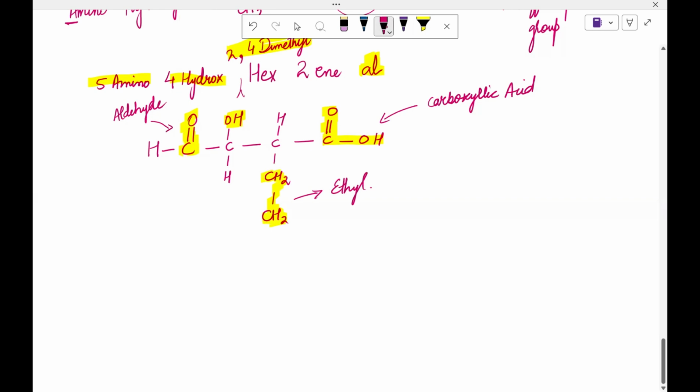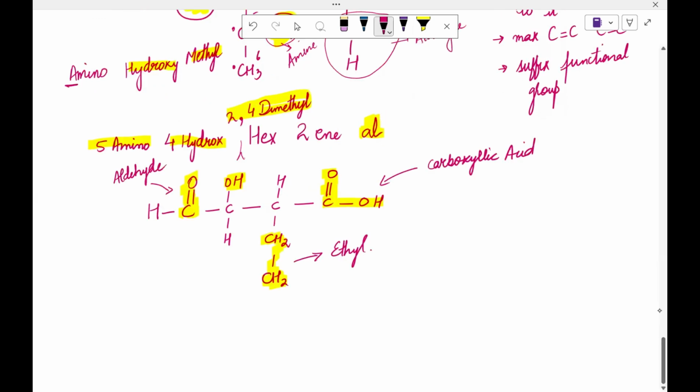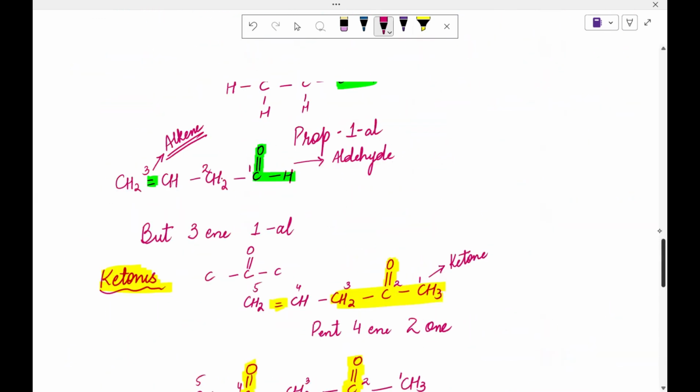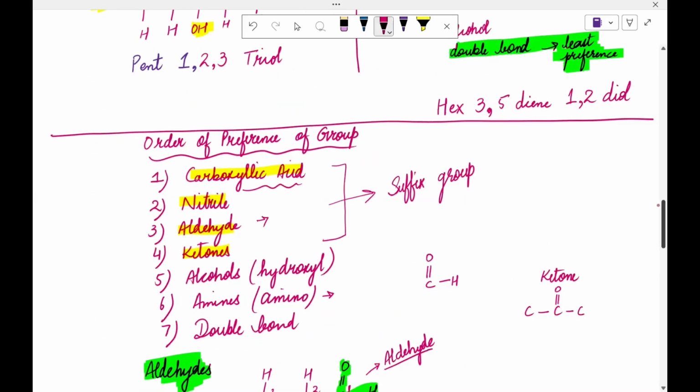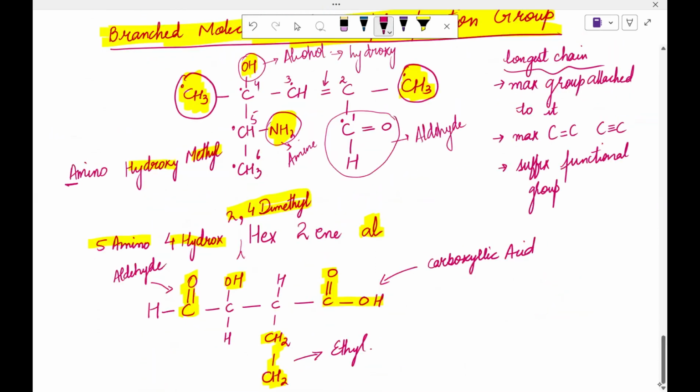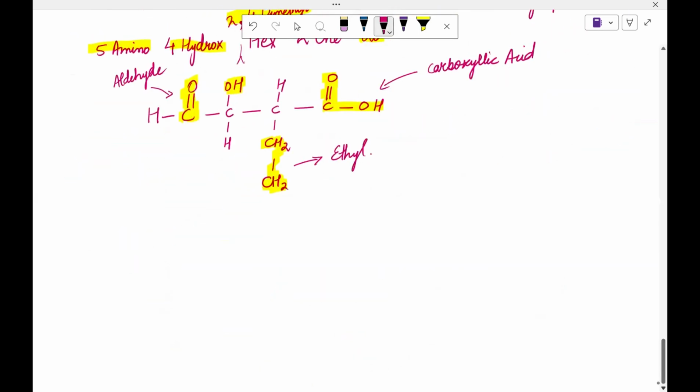First of all, let's find out which one is the longest chain. The longest chain would definitely start from this place, because we know carboxylic acid has the top preference. So we are going to start the chain from there, and let's see 1, 2, 3, 4. Even this way it would be 1, 2, 3, 4, so it would be the same. But why am I using this one? Because it has more functional groups. It has one functional group here, one functional group here.